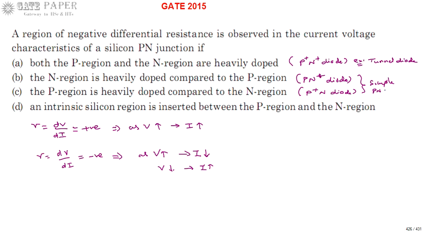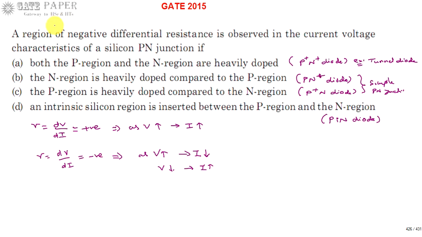Simple PN junctions where one side is heavily doped, so that the depletion layer is going to penetrate more into the lightly doped side and calculations will become easy. So B and C are simple PN junctions, and D is nothing but an insertion of intrinsic silicon region, so it is called a PIN diode.